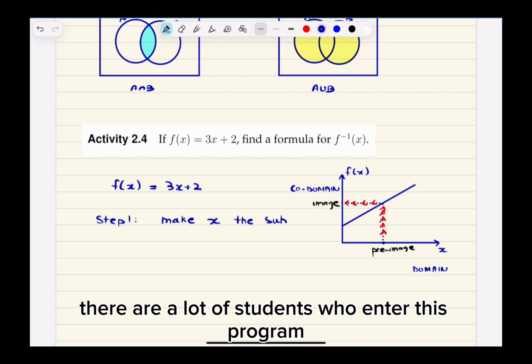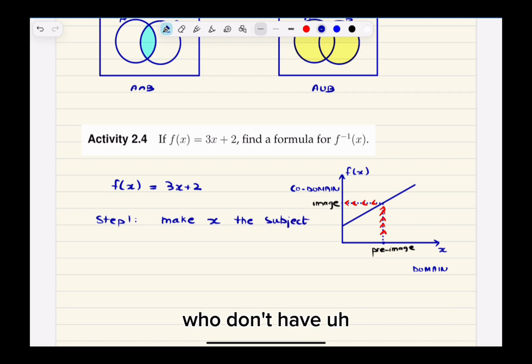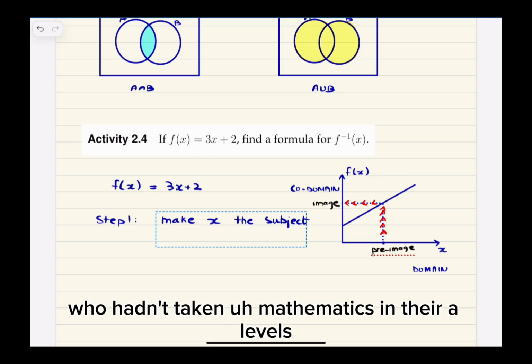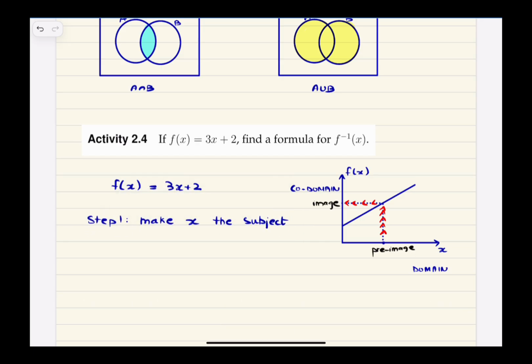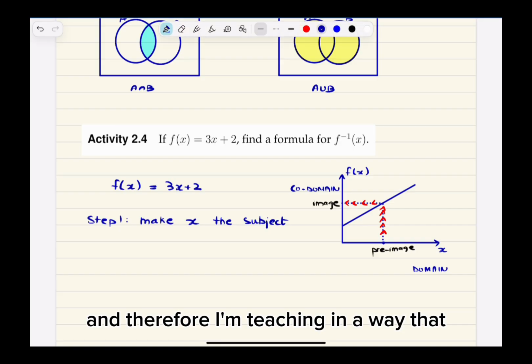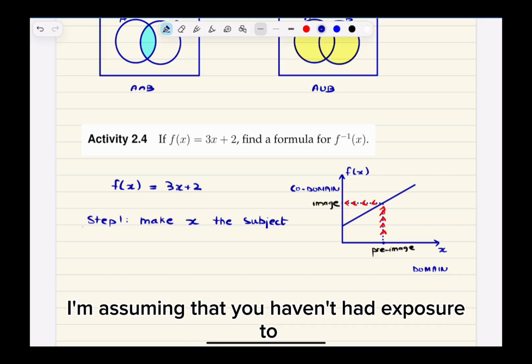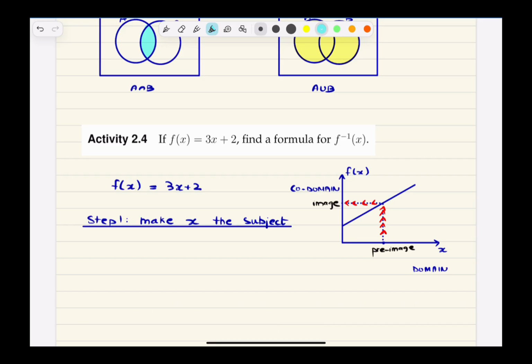There are a lot of students who enter this program who hadn't taken mathematics in their A levels, and therefore I am teaching in a way that assumes you haven't had exposure to mathematics in your A levels.